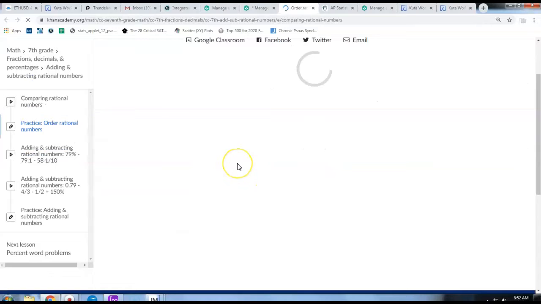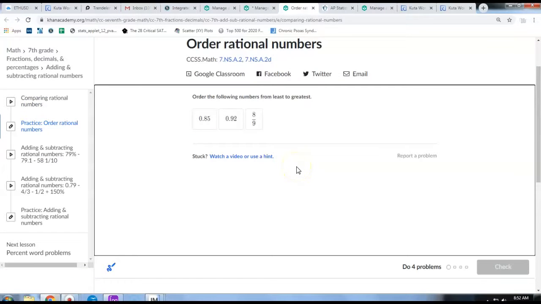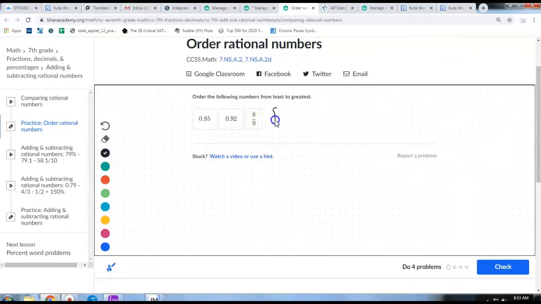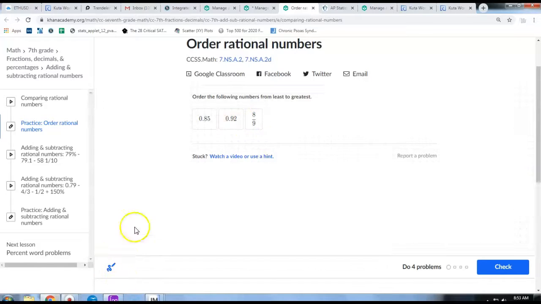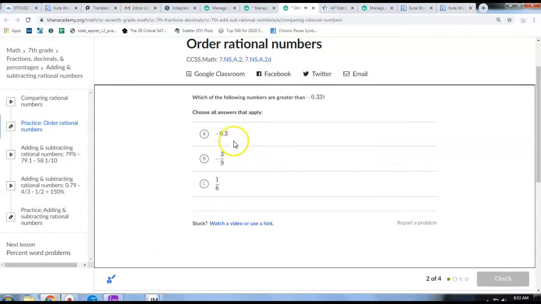Order rational numbers. So what I would do here is convert everything to the same type of number. I think the easiest thing to do is just decimals. So these two are already decimals. Make this into a decimal by dividing it. So if you typed in 8 divided by 9, you would get 0.8888. So least to greatest, 0.85 is the smallest. How do I get out of this writing thing? Okay, this is the 0.88 one, so it goes in the middle, and then I'm just putting them in order.